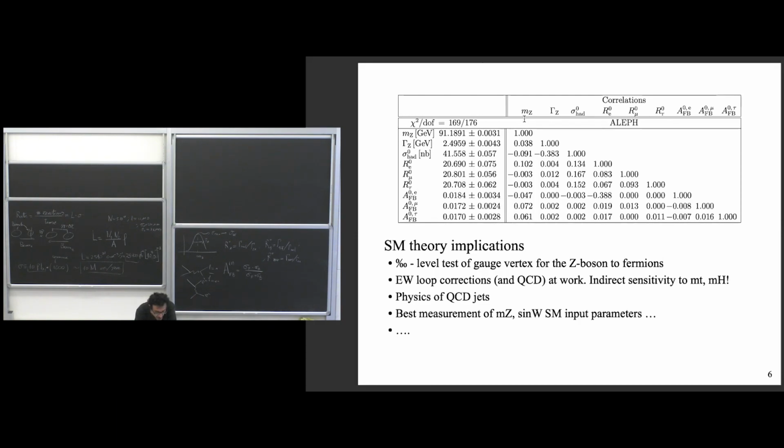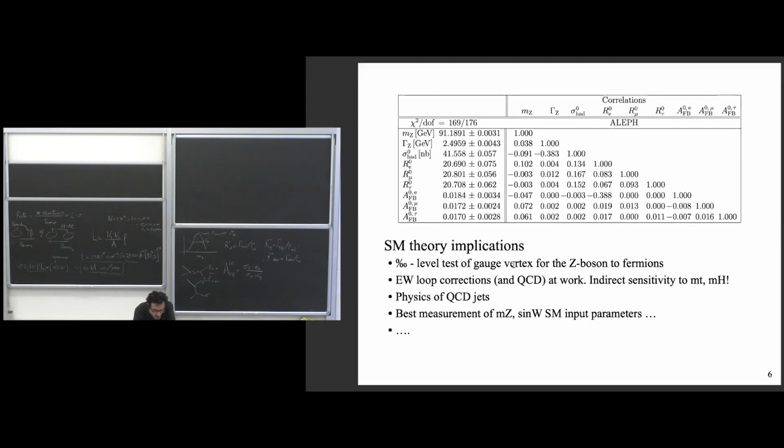Implications from the viewpoint of the standard model theory, per mil level test of the fact that the Z boson couples to fermions like gauge theory tells you. So the gauge charges are assigned that way, and then this is what shows that this is correct.